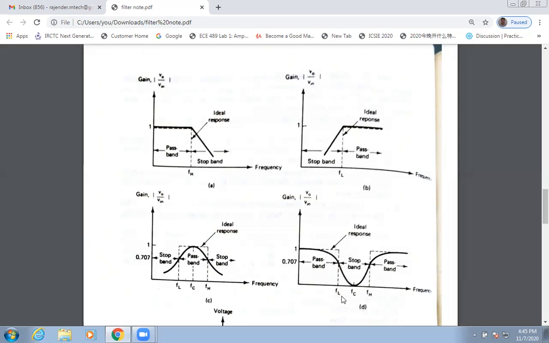Here up to FL, the gain remains constant, and after FL it decreases to minus 3 dB, and at a certain frequency the gain attains zero value, and after that it again starts increasing, and the cutoff frequency in this case is FH. The frequency range between FL and FH is known as the stop band, because in this range the gain of the filter decreases and attains a value of 0, whereas in the frequency range from 0 to FL the gain is 1, and after that again the gain attains the value of 1.